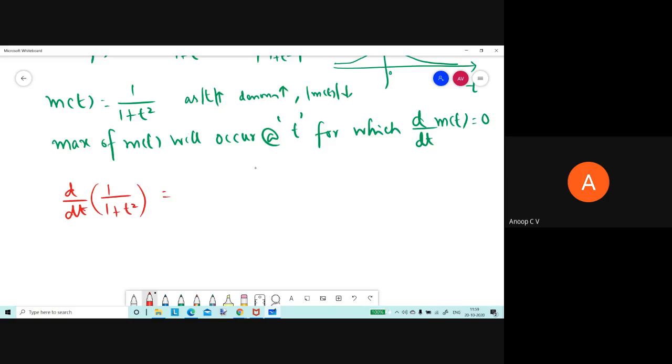You can either solve it by means of the substitution method, or else you can take it as d by dt of u by v. So now I'll take it as d by dt of u by v. So what is d by dt of u by v? If anyone can help me out, please.